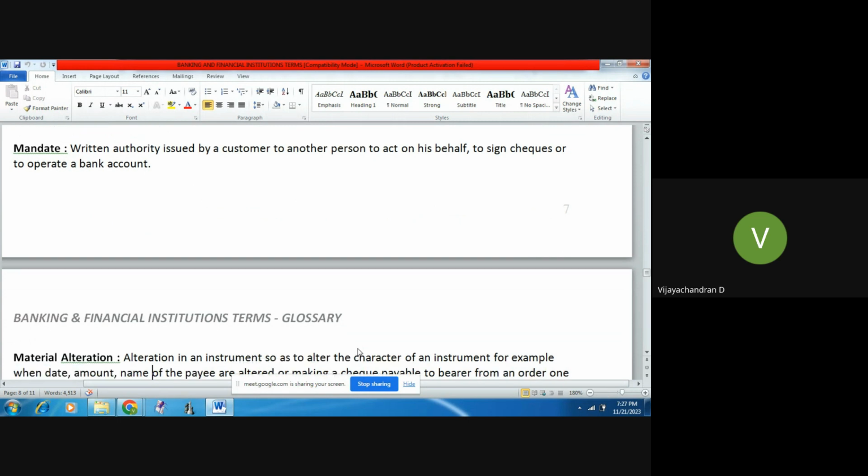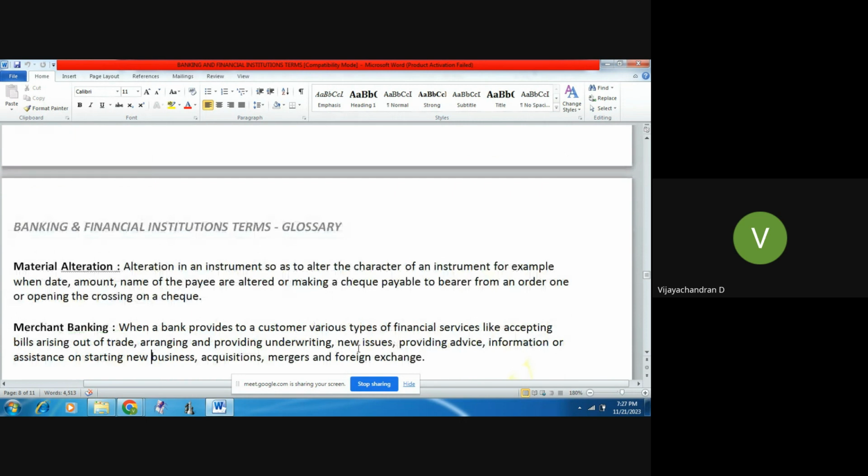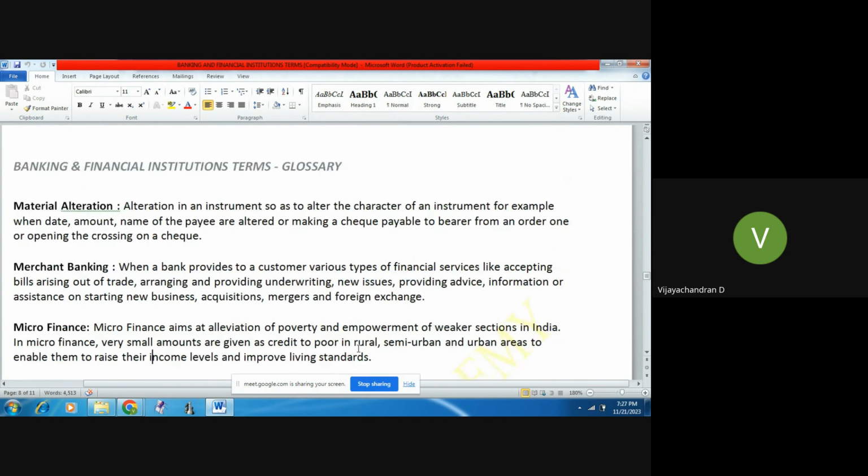Material alteration means you are changing the date of the check, the amount of the check. That should carry a signature. If there is any material alteration, any change in the amount, the check, the name of the party, that is material alteration.